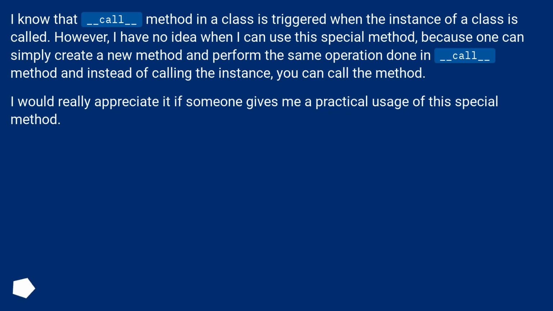I know that the __call__ method in a class is triggered when the instance of a class is called. However, I have no idea when I can use this special method, because one can simply create a new method and perform the same operation done in the __call__ method, and instead of calling the instance, you can call the method. I would really appreciate it if someone gives me a practical usage of this special method.